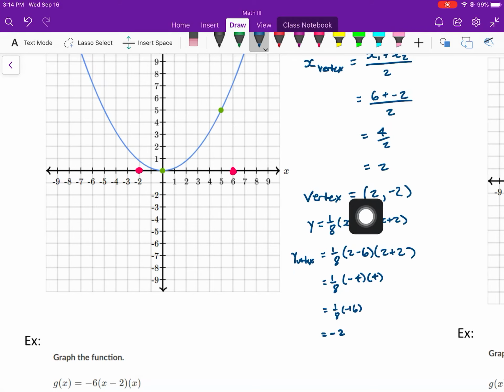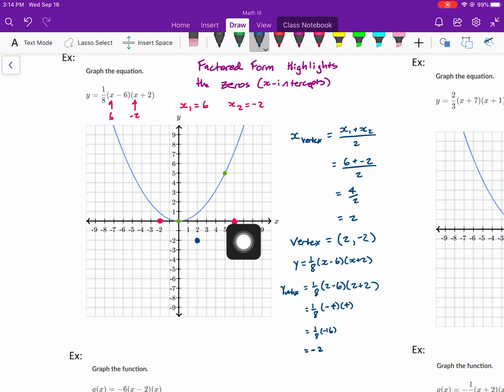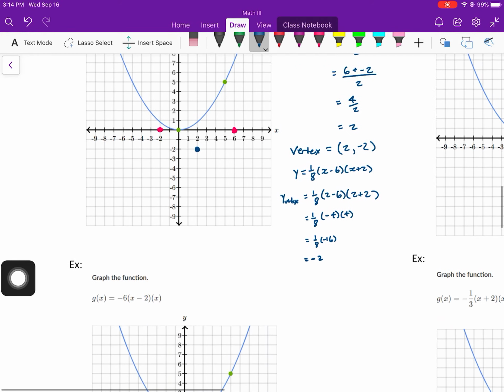So our vertex point is going to be placed at when x is 2, so I'll go right there, and y is -2. So as long as you place this point here and the vertex point there, your graph should be correct.